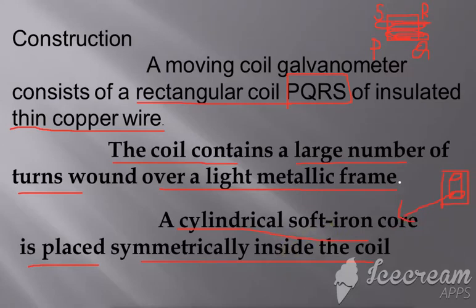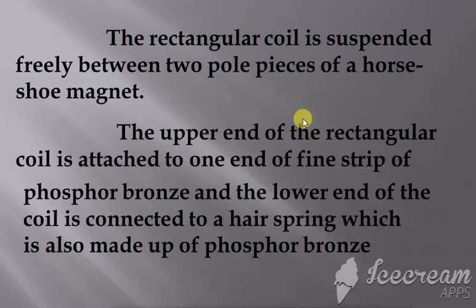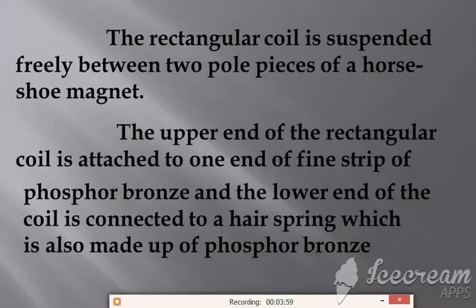So these are the first three points in the construction. The first point is a rectangular coil made up of thin copper wire. Then the coil contains a large number of turns wound over a light metallic frame. Then a cylindrical soft iron core is placed inside the coil. Clear? Then the next point is that the rectangular coil is suspended between two pole pieces of a horseshoe magnet.